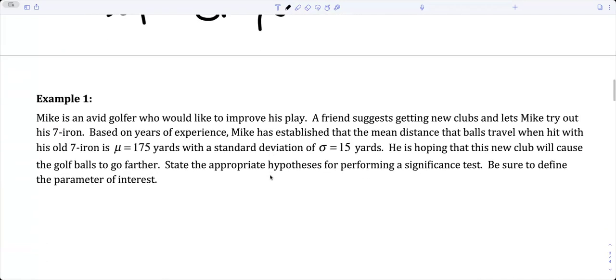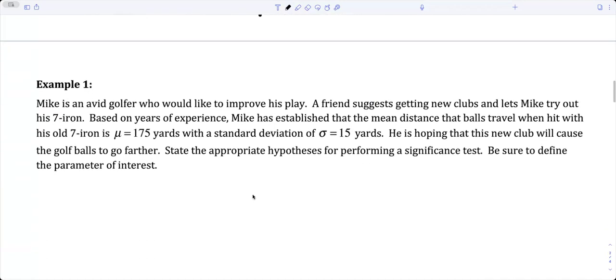So that brings us to this problem. Mike is an avid golfer who would like to improve his play. A friend suggests getting new clubs and lets Mike try out his 7-iron. Based on years of experience, Mike has established that the mean distance the ball travels when hit with his old 7-iron is mu equal to 175 with a standard deviation of 15. He's hoping that his new club will cause the golf balls to go farther. State the appropriate hypotheses for performing a significance test and be sure to define the parameter of interest.